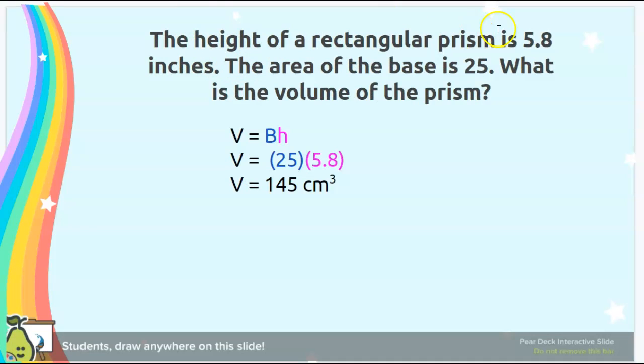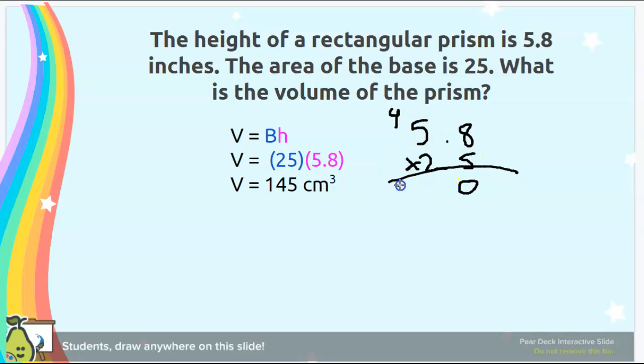Okay, so this last one, I just wanted to make sure that you guys remember how to multiply decimals. So that's why I put this one in. It tells us the height and the area of the base of the rectangular prism. So remember when you multiply, it doesn't matter if you put the 25 or the 5.8 on top. But in this case, I'm going to do this, and I don't have my mouse, so this is going to be fun. 8 times 5 is 40. So you're going to multiply as if the decimal's not there.